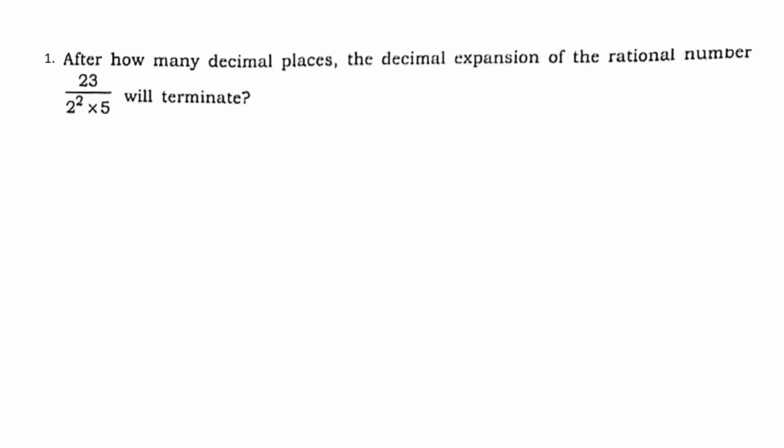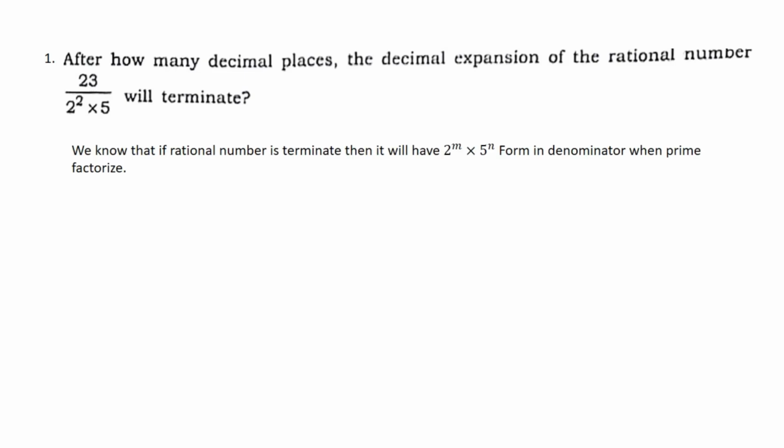After how many decimal places will the decimal expansion of the rational number 23 by 2 square into 5 terminate? We know that if a rational number terminates, then it will have the form 2 power m into 5 power n in the denominator when prime factorized. When you do a prime factorization of the denominator, it should be in the form of 2 power m into 5 power n, so that the rational number terminates.